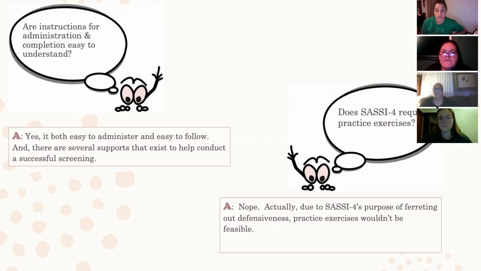So does the SASSI-4 require practice exercises? Nope. Actually, due to the SASSI-4's purpose of ferreting out defensiveness, practice exercises wouldn't be feasible. It's because this tool includes measuring defensiveness and resistance that it would not be appropriate to do practice exercises for preparation in taking the SASSI-4. It would be detrimental to the validity of the scoring if a client is allowed to practice their answers.